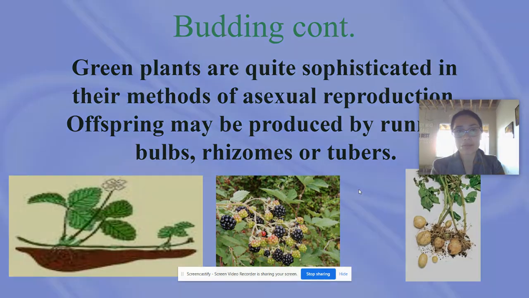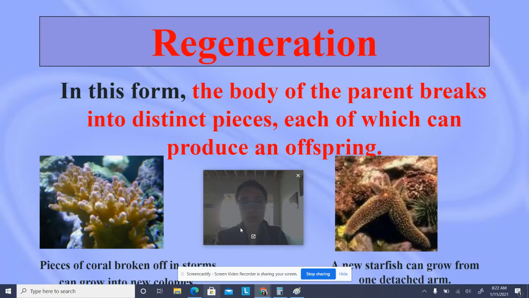This is the one I wanted to go over, regeneration. In regeneration, the body of the parent breaks into distinct pieces, each of which can produce an offspring. Some organisms like coral and starfish can grow from broken-off pieces. If a piece of coral breaks off and gets into the ground, it'll regrow into another coral. Same thing with the starfish: a new starfish can grow from a detached arm. So if you break the arm off a starfish, that arm can grow into a whole new starfish. This is called regeneration. It's actually pretty cool.